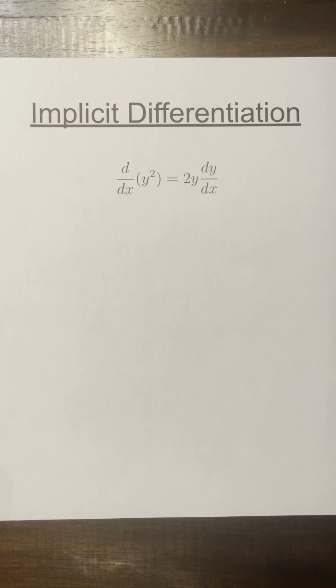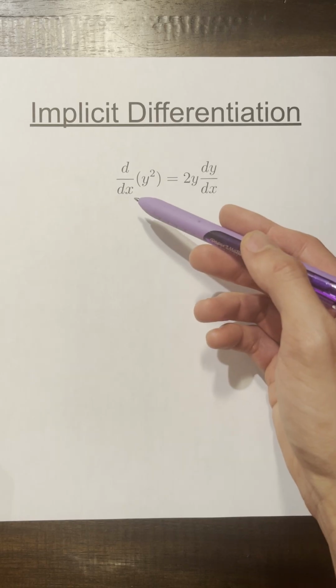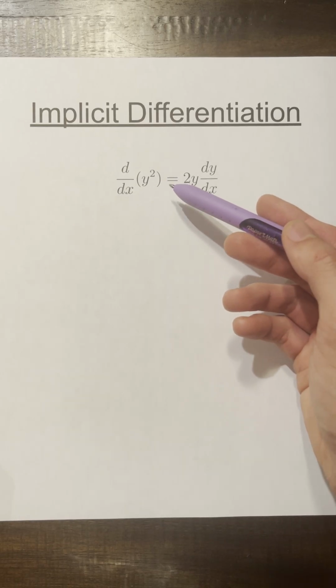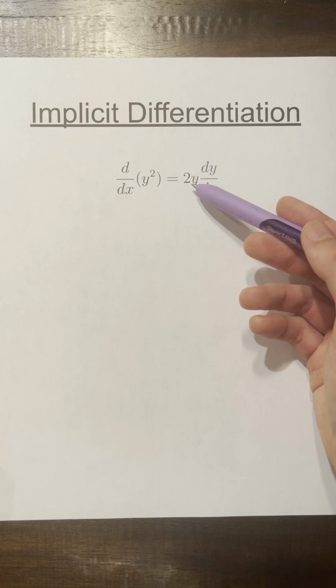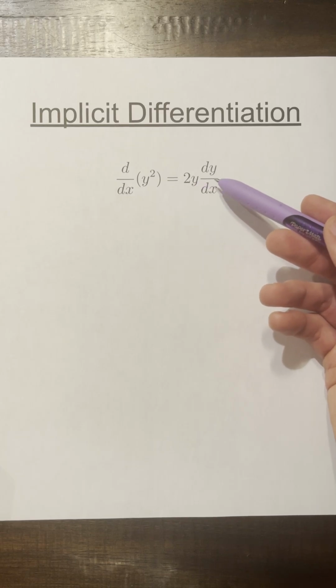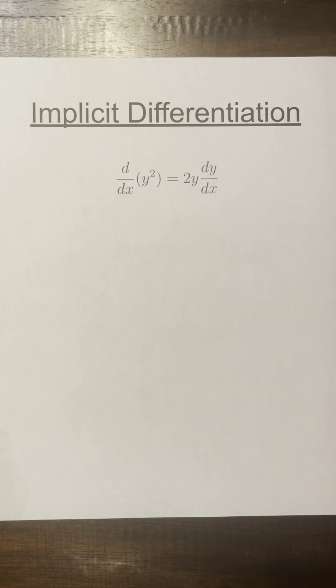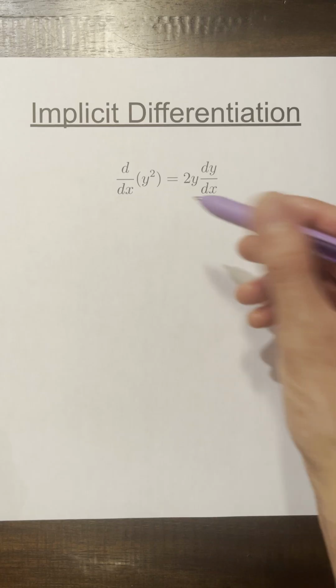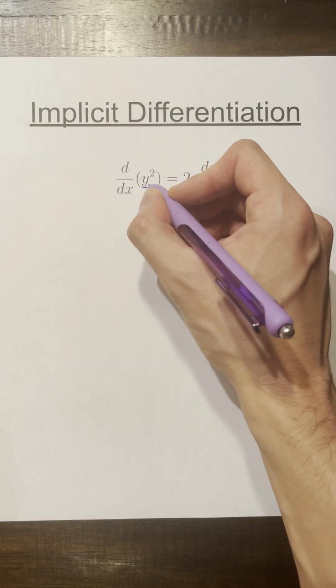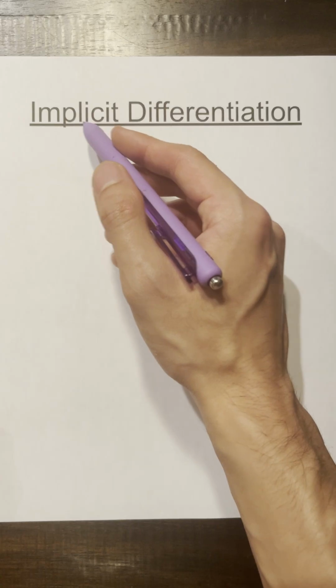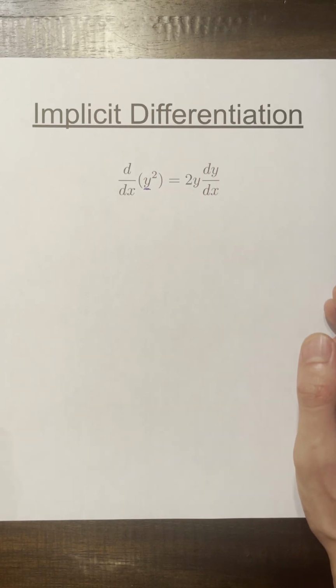With implicit differentiation, how come d/dx of y squared is equal to 2y times dy/dx? Well, what does y even mean in implicit differentiation?